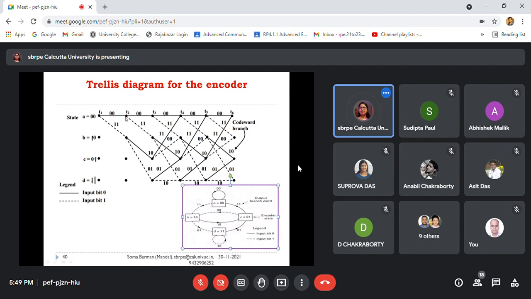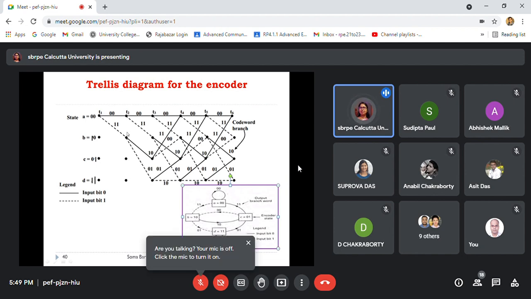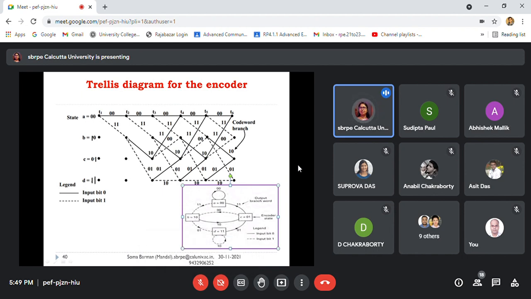From the A state, one is the all 0 path, and as the time advances, it may go to the B node. The B node may also go to the C node or the D node. Again, the C node may go to the A node or the B node, and D may remain in the D node or go to the C node. This way your path will diverge and again merge.